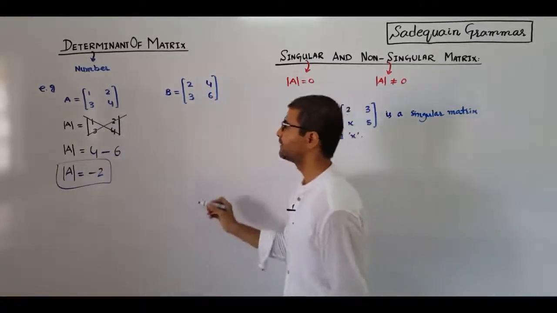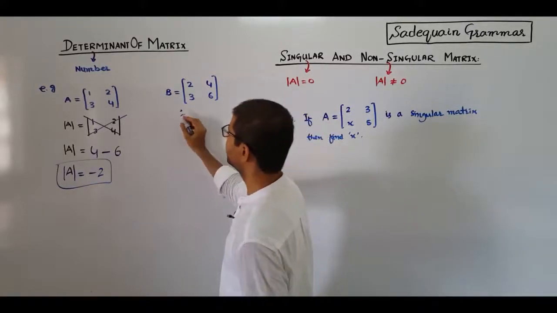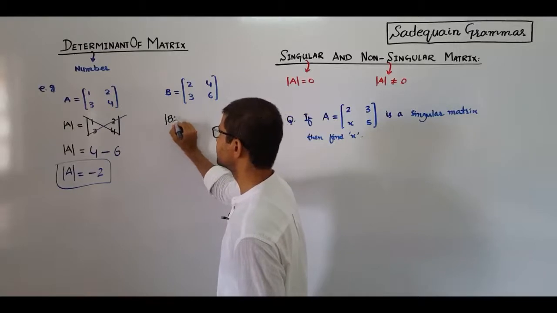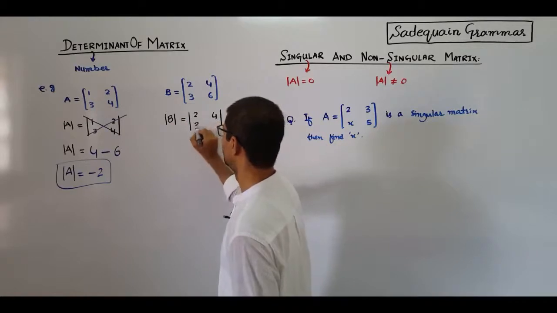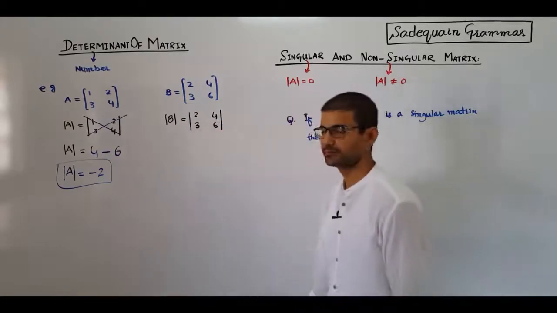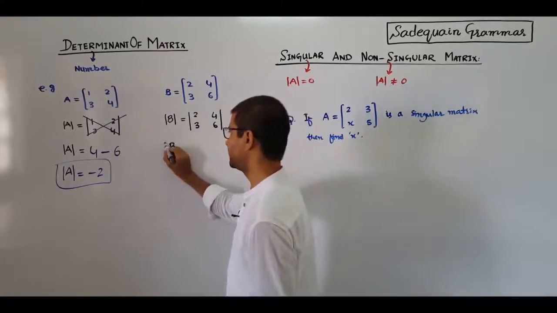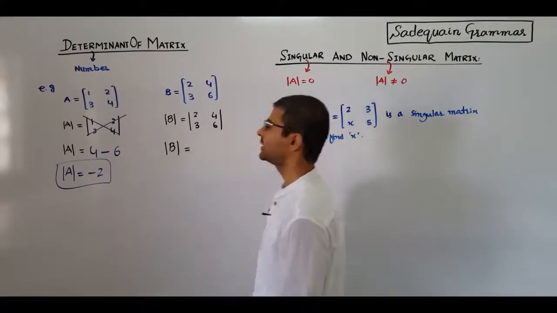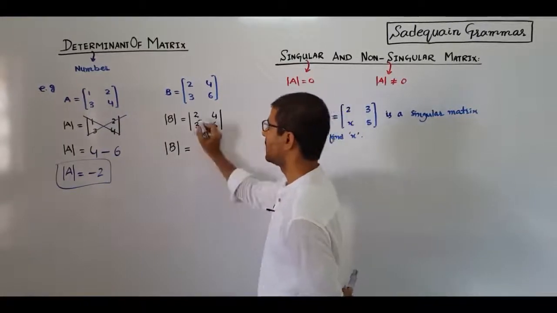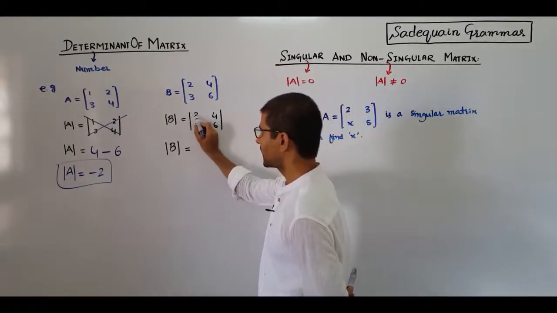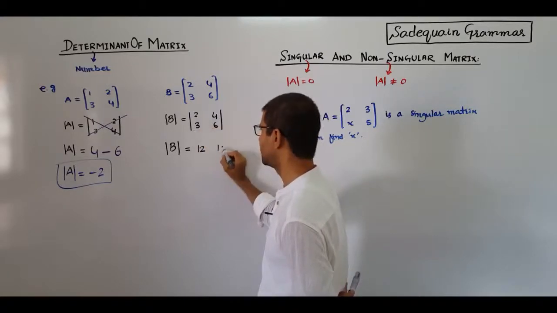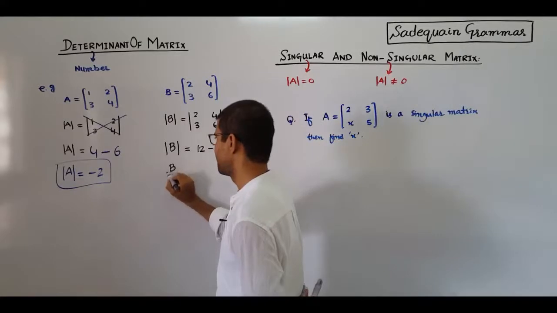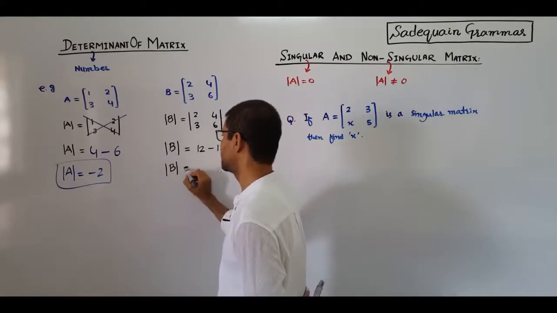Now students, in the next example we have to find its determinant. So first form the determinant. Now expand. Now evaluate its answer. How? Take product of diagonal. 2 6s are 12, and now take product of non-diagonal. 3 4s are 12. Subtract them. This is your answer.